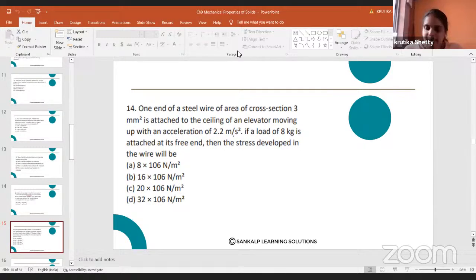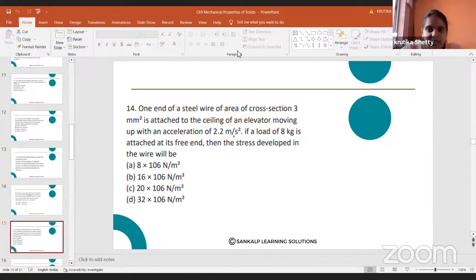Yes, try it, you try. Stress is equal to force by area. So force: acceleration is given as 2.2, mass is given as 8, area is given as 3 into 10 raised to minus 6. So let us see what your answer is.